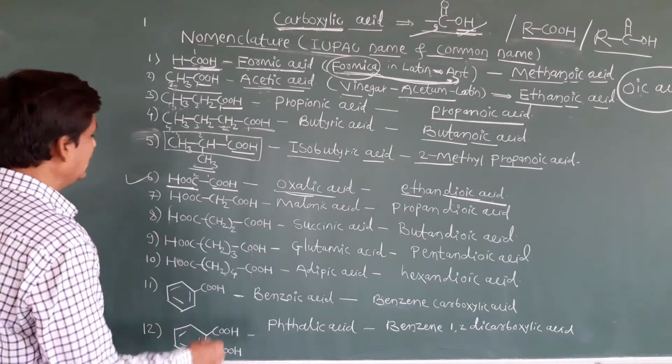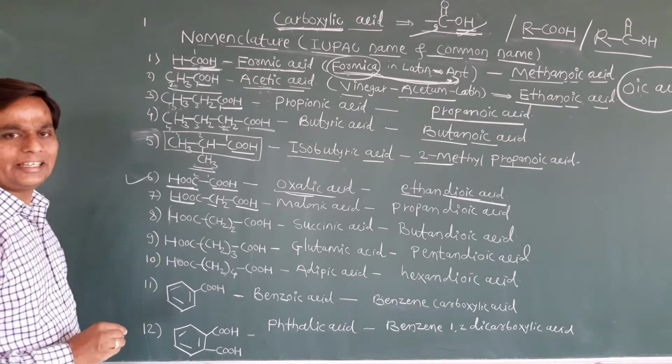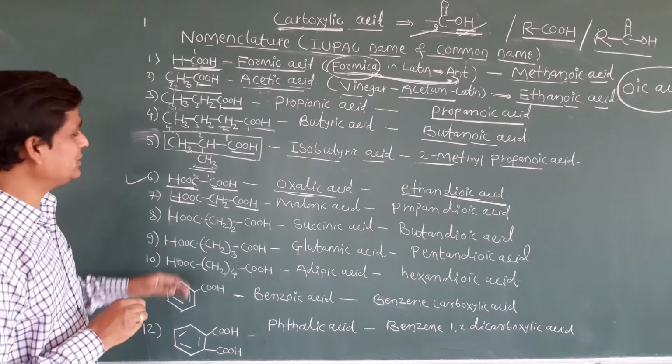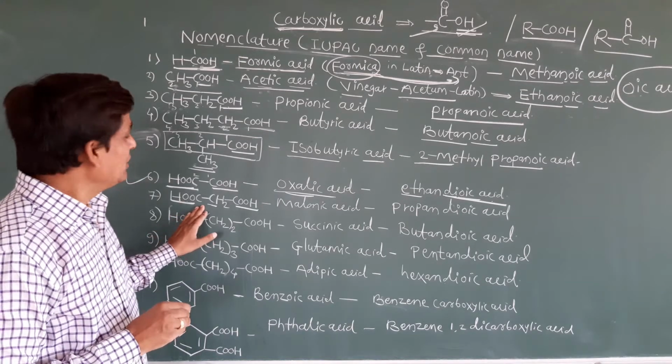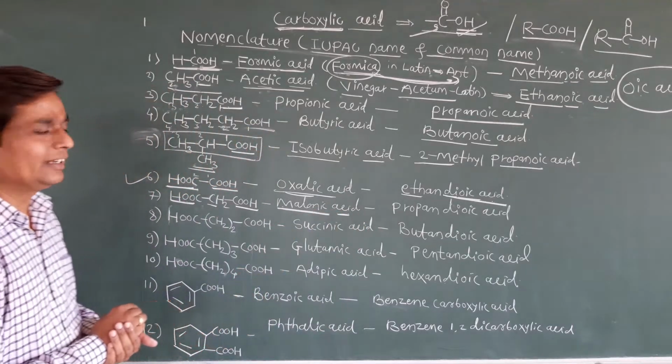See another example. Here the COOH group is 2 times, but in between a CH2 group is there. Means how many carbons in total? 1, 2, 3. 3 carbons means it is propane obviously. But what about the common name? It is malonic acid. Malonic acid.